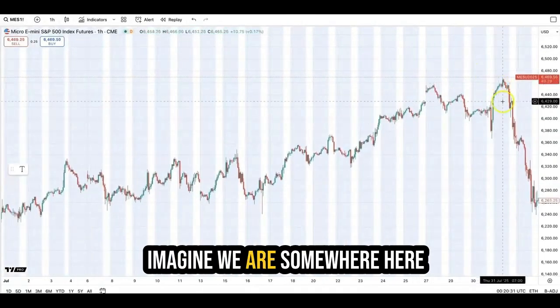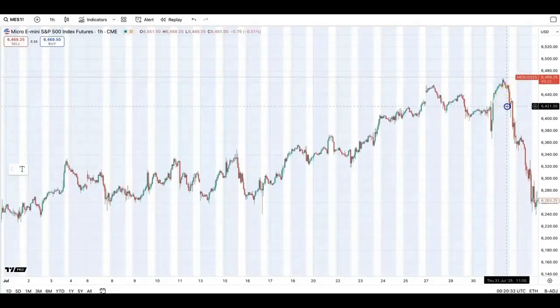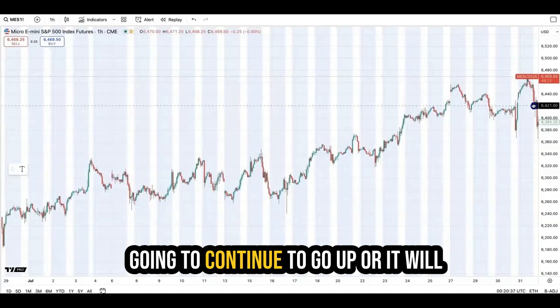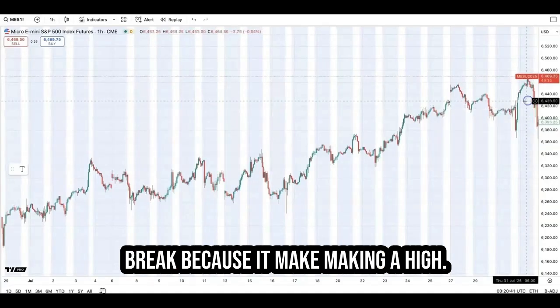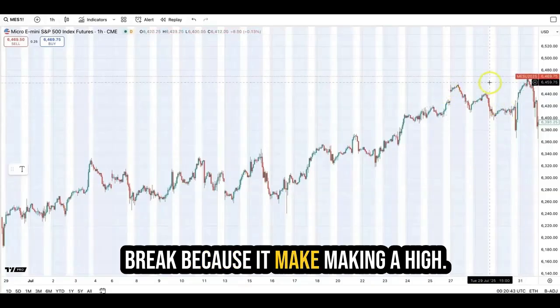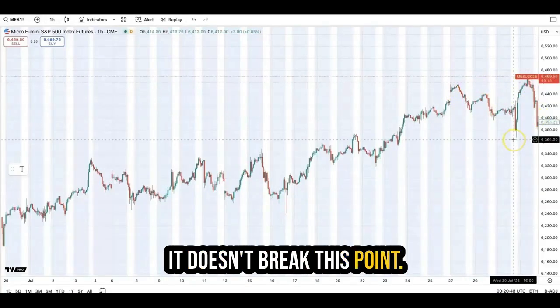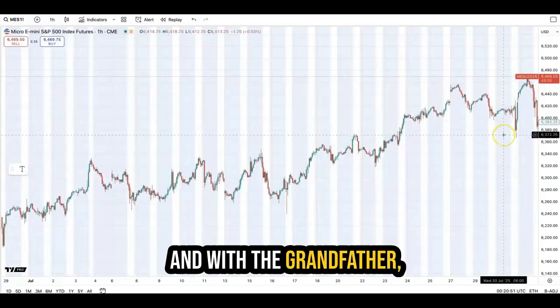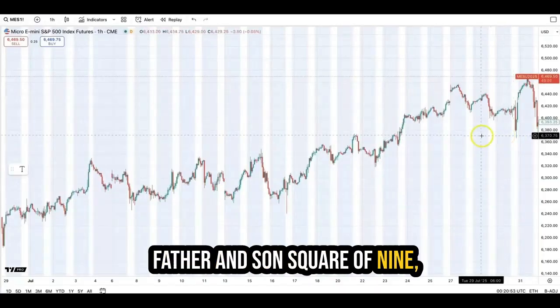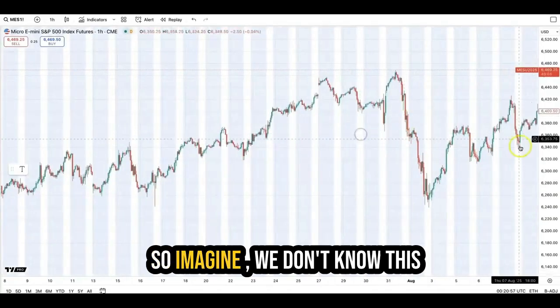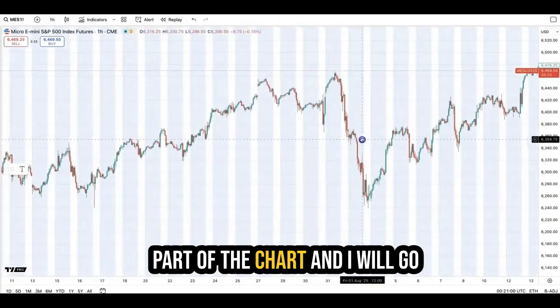Imagine we are somewhere here and we don't know whether the market is going to continue to go up or it will break. Because it's making a high, and let's say if we're here, it doesn't break this point. And with the grandfather, father, and son Square of 9, here's what I'm going to do. So imagine we don't know this part of the chart.